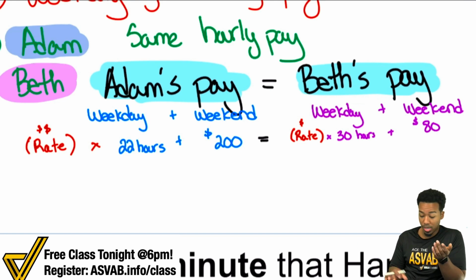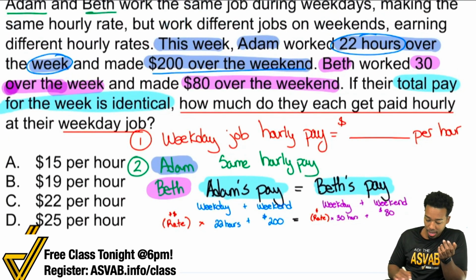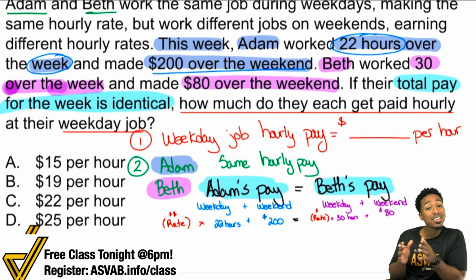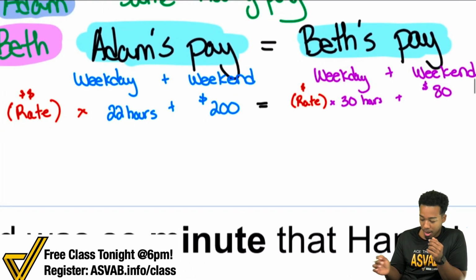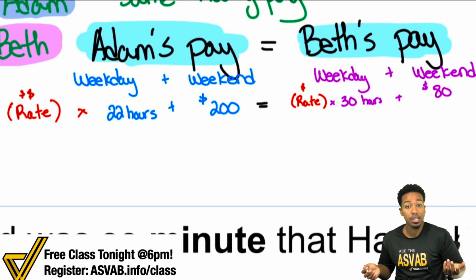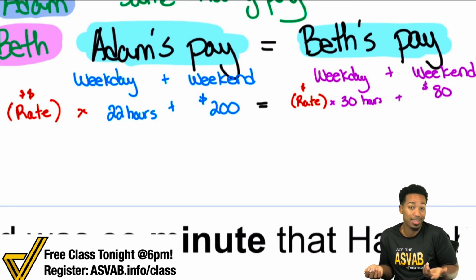It's the same thing. We set that right here. Total pay for the week is identical. It's the same. So we can absolutely do that with this problem. And now all we have to do is convert this into a more readable equation, and we're good.